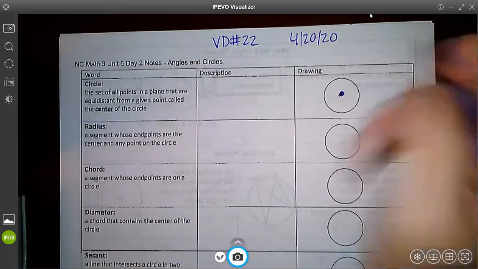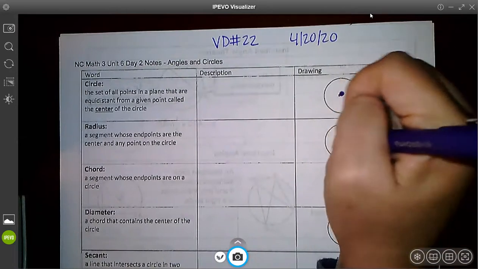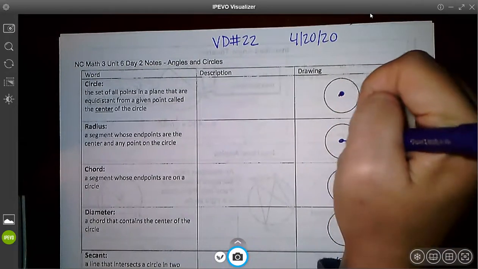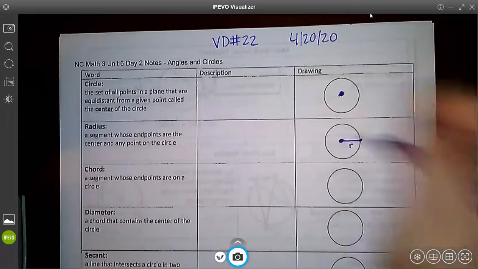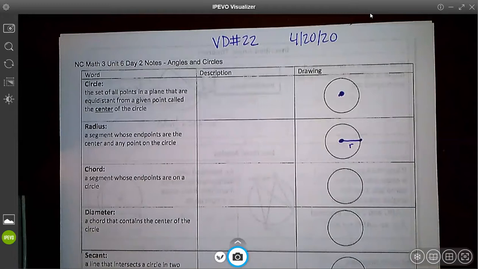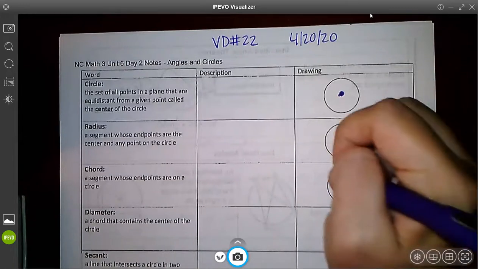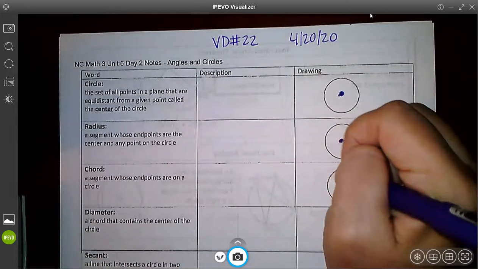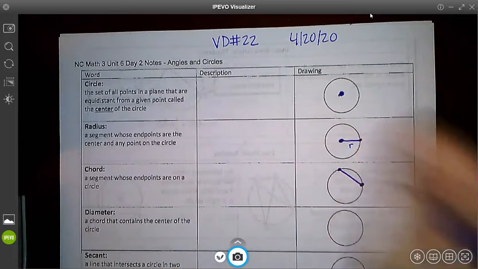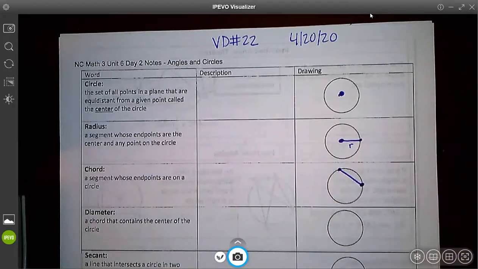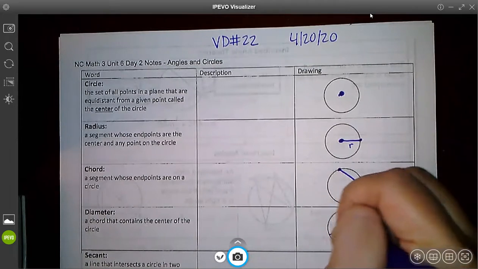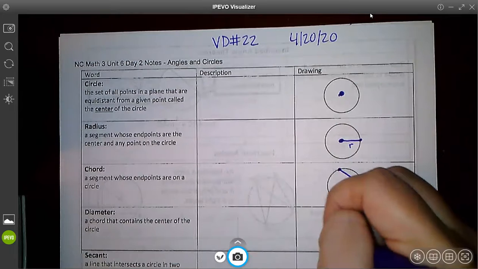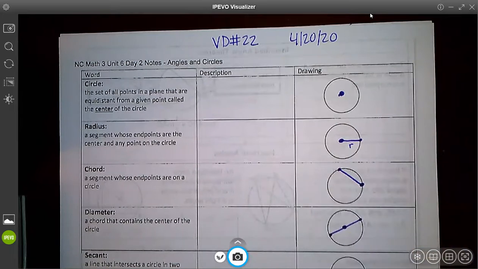That's what the radius is. So the radius is the distance or the segment from your center to any point on your circle. A chord is a segment whose endpoints are on the circle, but not necessarily through the center. So this would be an example of a chord. A diameter is a segment with endpoints on the circle that contains the center, so it has to go through the center there. That is a diameter. Diameter is twice the radius.